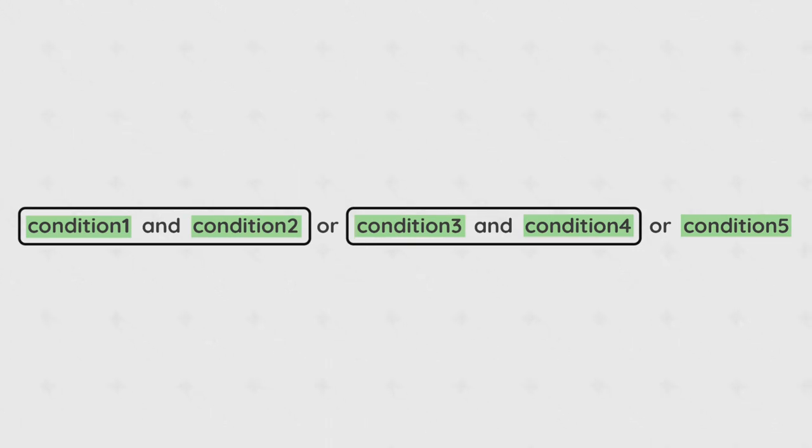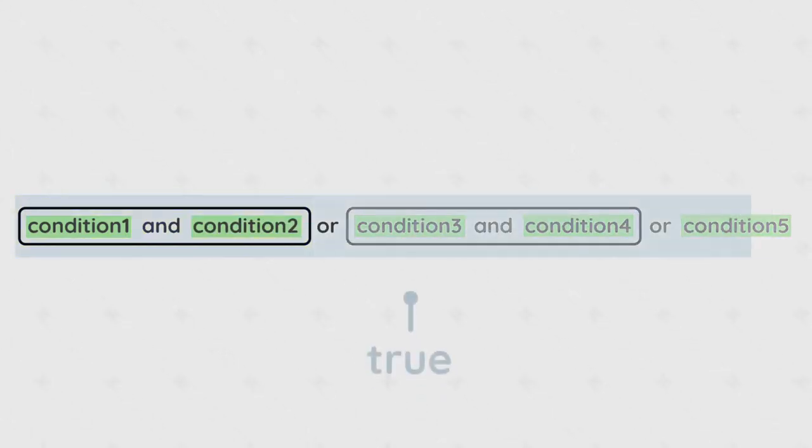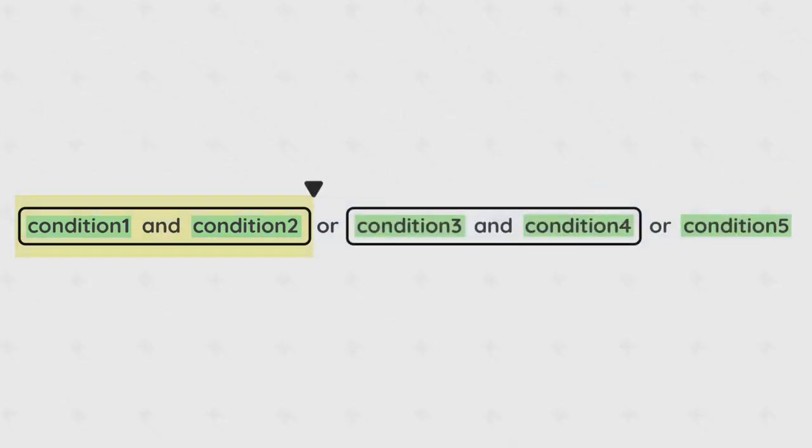Taking it step by step, condition expressions are evaluated from left to right. Starting with the first two combined conditions. If condition 1 and 2 are evaluated to be true, then the whole expression will be evaluated to be true while skipping the remaining conditions. If they evaluate to be false, it moves on to the next condition for evaluation.